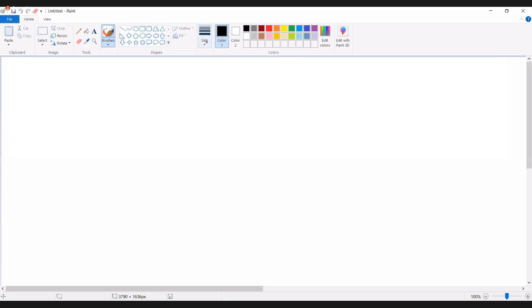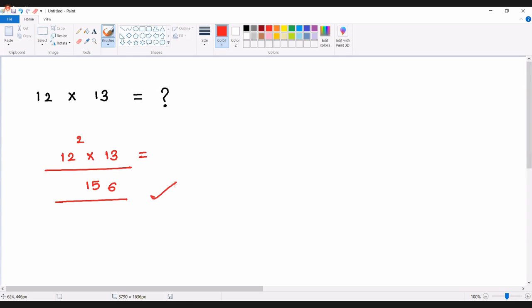Let's assume I want to find the product of 12 into 13. What is 12 into 13 is the question. One academic approach we learned is: 13 into 2 gives 26. 13 ones are 13, and 13 plus 2 is 15. We can say the answer is 156. This type of approach we already studied in school.